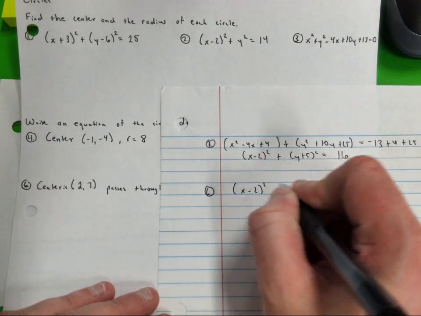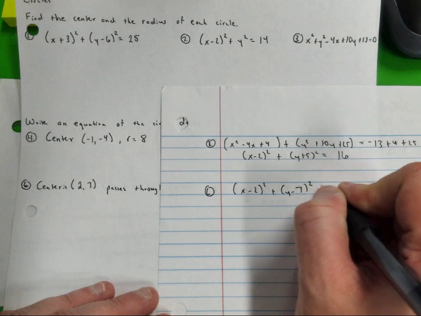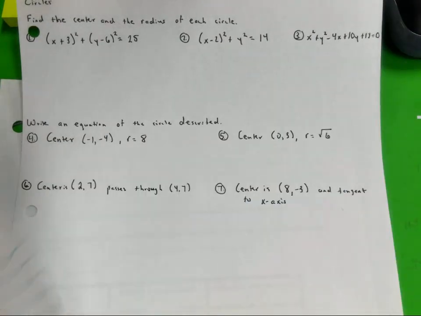So (x − 2)² + (y − 7)². Now we've got to find our radius. You can either draw a picture or think about it. The center would be at (2, 7), and it passes through (4, 7). How many units is that away? 2. Do you see that?